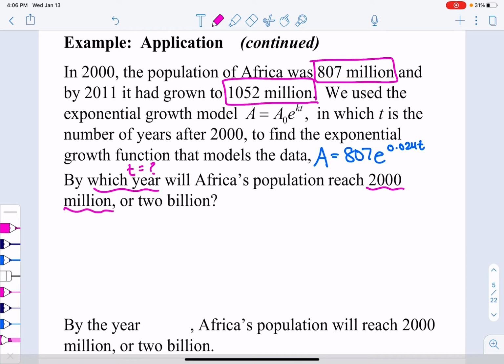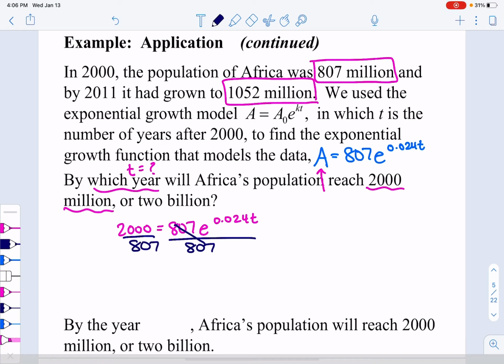All right, so from here, we're going to take our equation and plug in. So 2,000 is going to be what we end up with for that A value. So we're going to have 2,000 is going to equal our 807 times e to the 0.024t, because t is now what we're solving for. So now we need to solve this down to get t by itself, very similar to what we just did to solve for the k value. Start by dividing by 807. So that means we have that 2,000 divided by 807 is equal to e to the 0.024t.